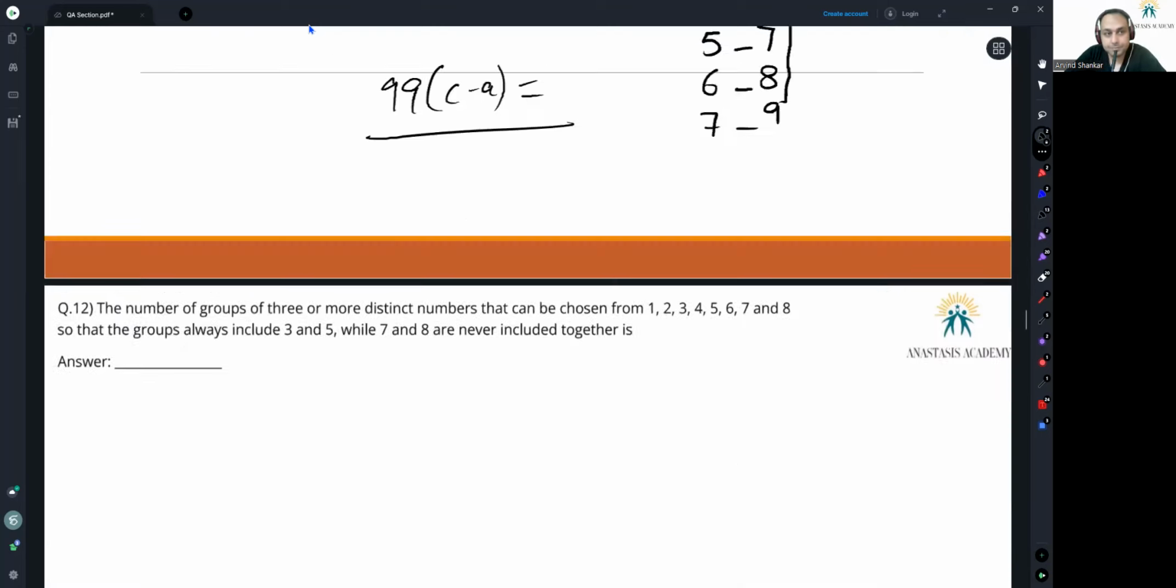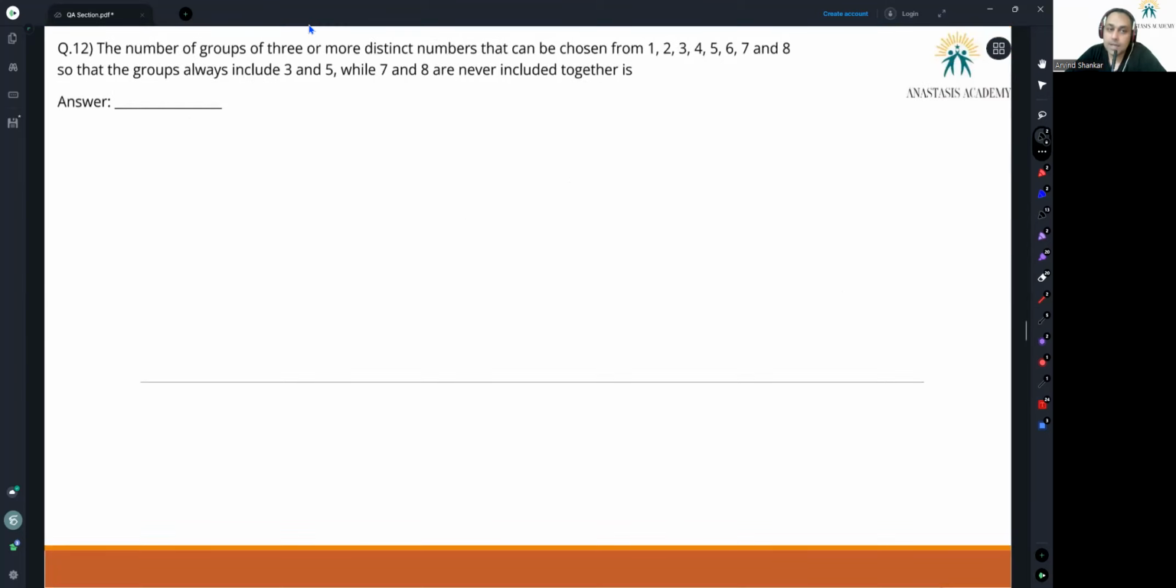Okay, next. The number of groups of 3 or more distinct numbers that can be chosen from 1, 2, 3, 4, 5, 6, 7, and 8, so that the groups always include 3 and 5, while 7 and 8 are never included together. I need to select 3 or more distinct numbers. 3 and 5 have to be there, so whatever group I make, 3 and 5 have to be there. And 7 and 8 are never included together.